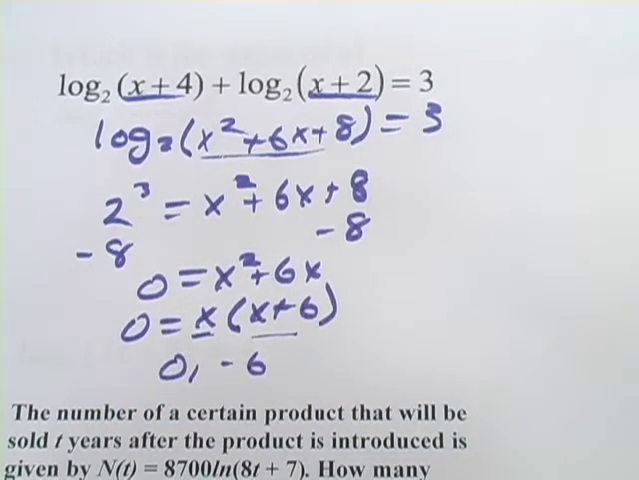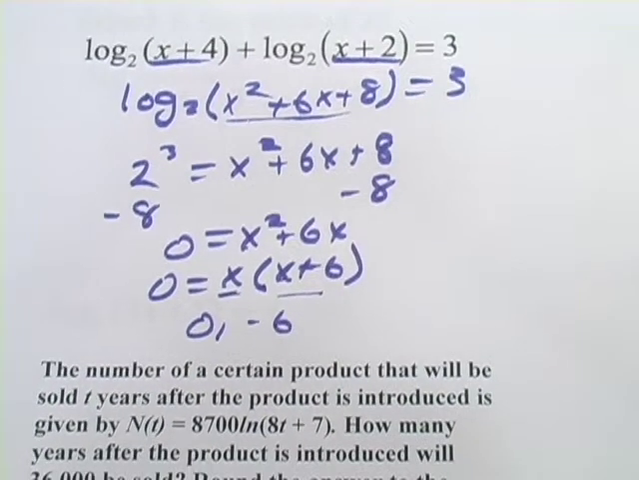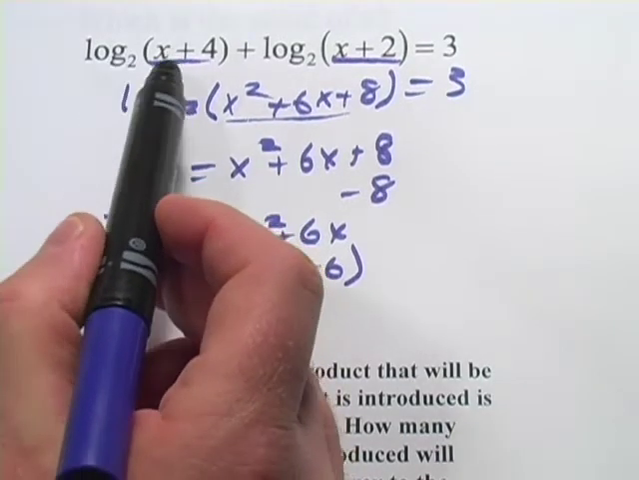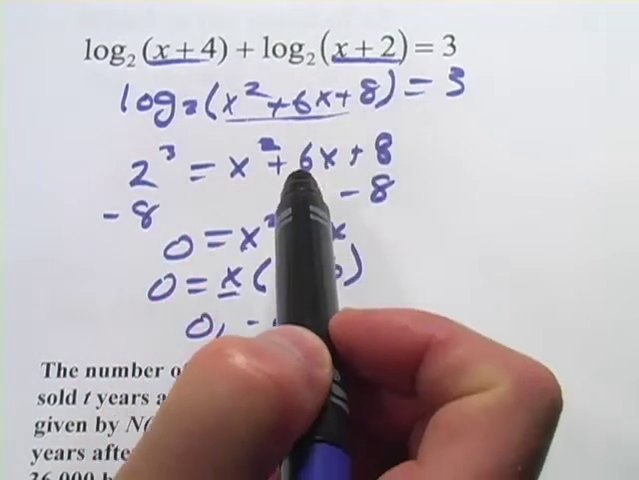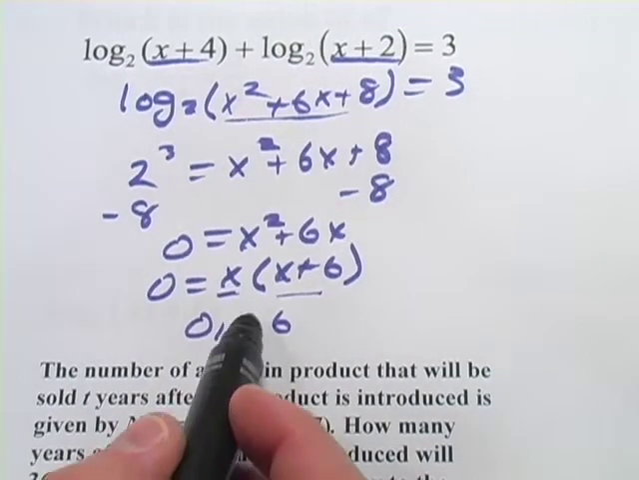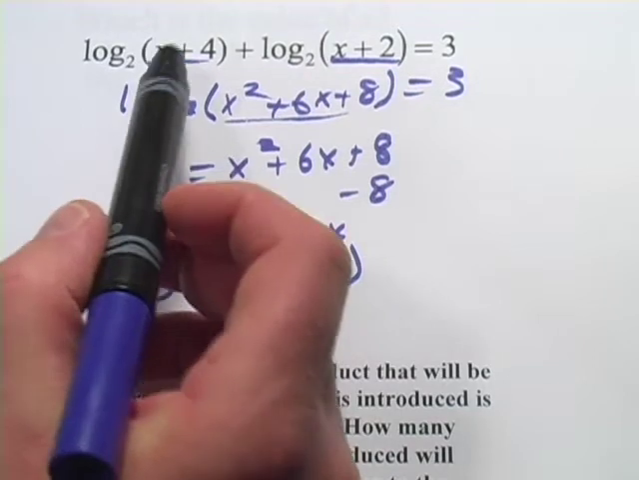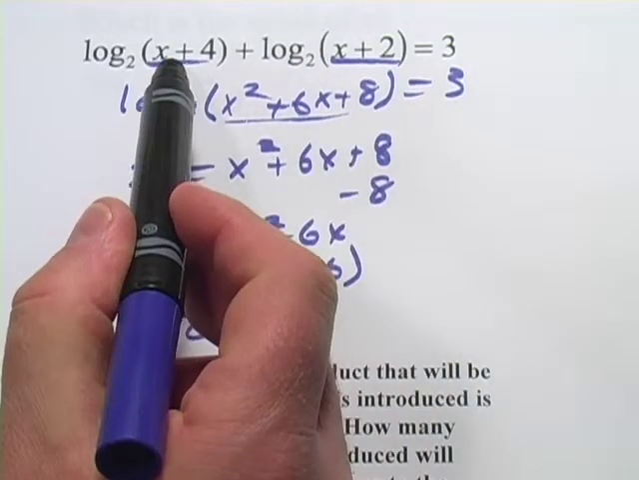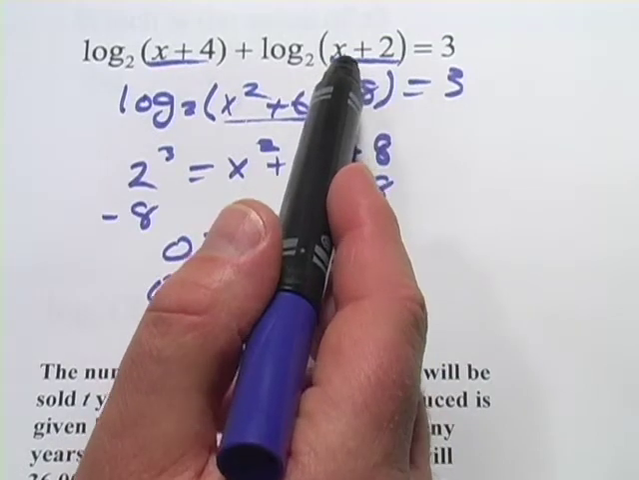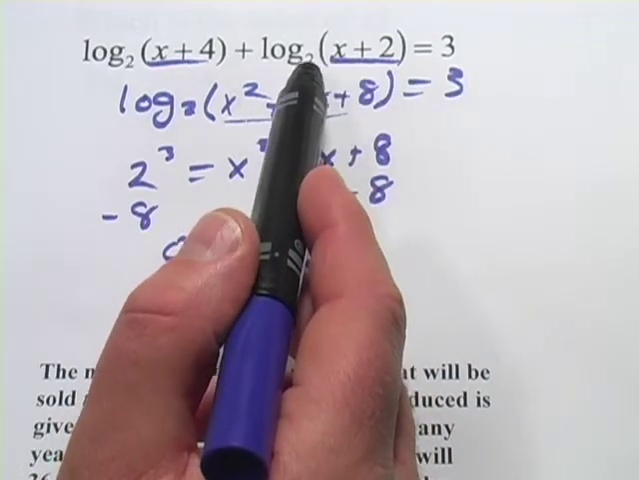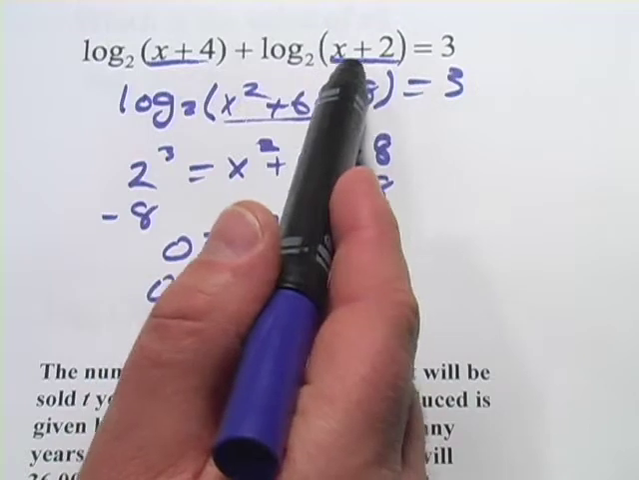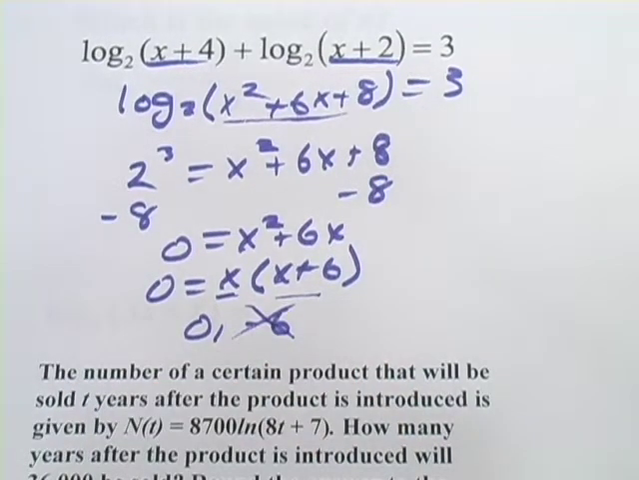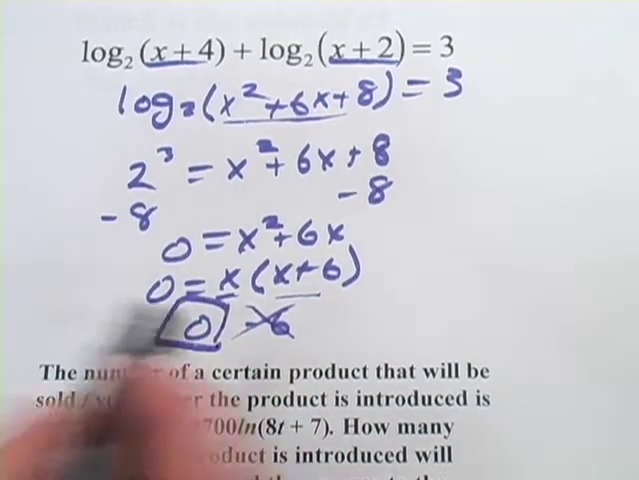You do want to ask yourself a question at this point, and that is, do both of these solutions make sense? If you put in a 0 for x up here, you'd have the log base 2 of 4, and you'd have the log base 2 of 2. Both of those make sense. If you put in a negative 6, you'd have the log base 2 of a negative 2 in here. You'd have the log base 2 of a negative 4 in here. There isn't a power you can raise 2 to get a negative 4 or a negative 2. So the negative 6 just doesn't make sense, and we're going to chuck that out. So our one answer is 0.